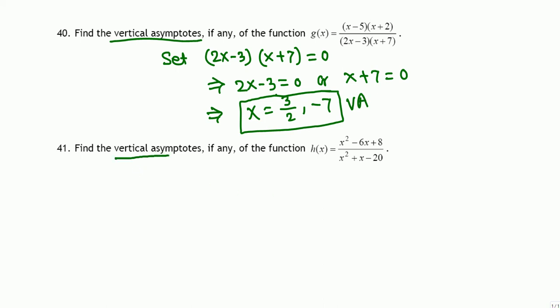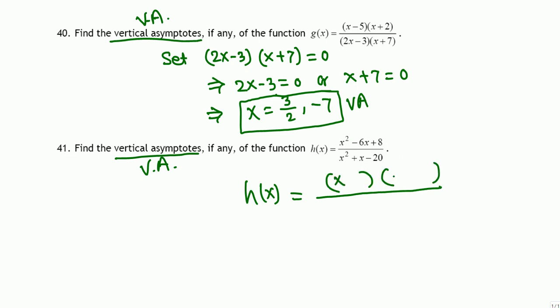Okay, same thing here, find the vertical asymptotes, VA, if any, of the function. Now we need to factor the top, factor the bottom, because there might be common factors. If there are, we need to cancel. So factor the top, so it's a trinomial, h(x) equals x squared, and we have to get 6, so 4 times 2 is 8, both negative, negative 4 and negative 2, they make negative 6.